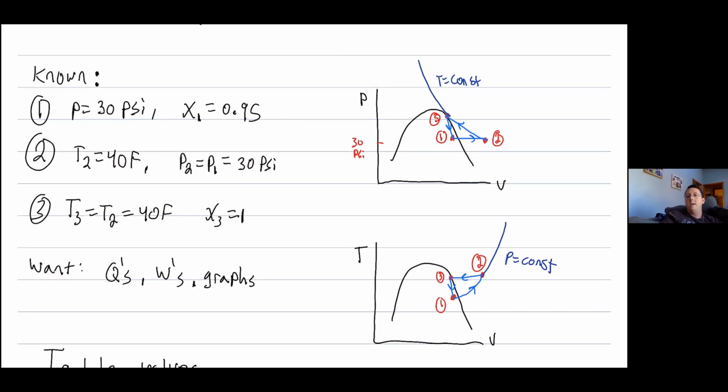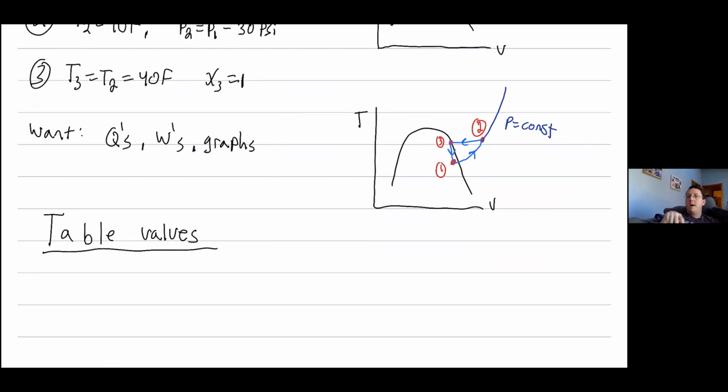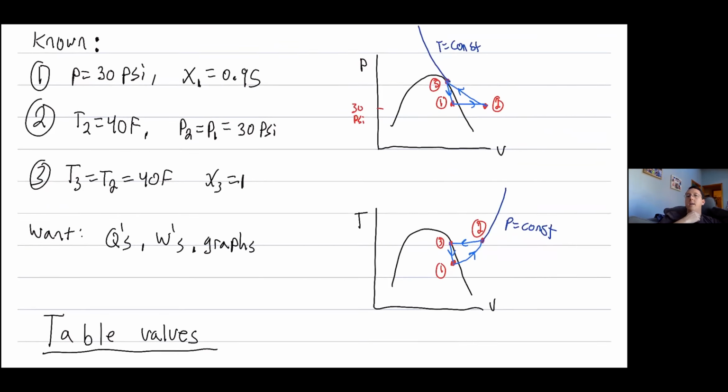So how are you going to get your numbers? From the book. What numbers do you need to pull out of this? I know we're probably going to need the specific volumes. Well, hold on. What's the goal? We have to find the heat and the work, and we already did the graphs. So think about going from 1 to 2: how could you find the heat or the work?